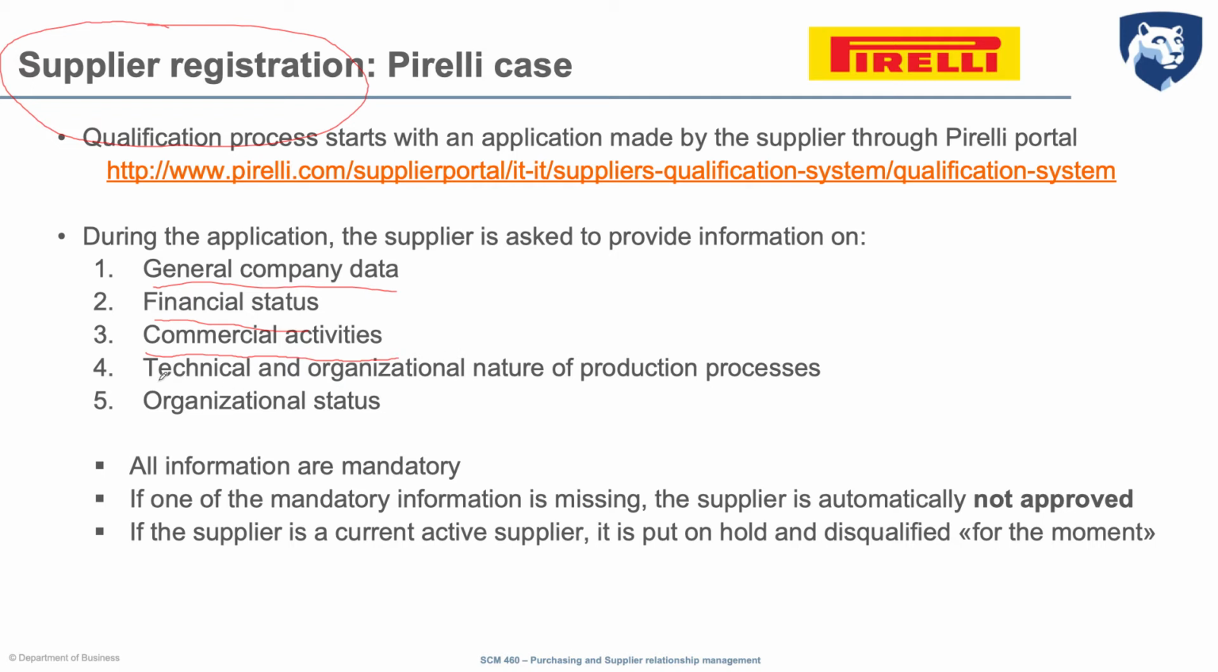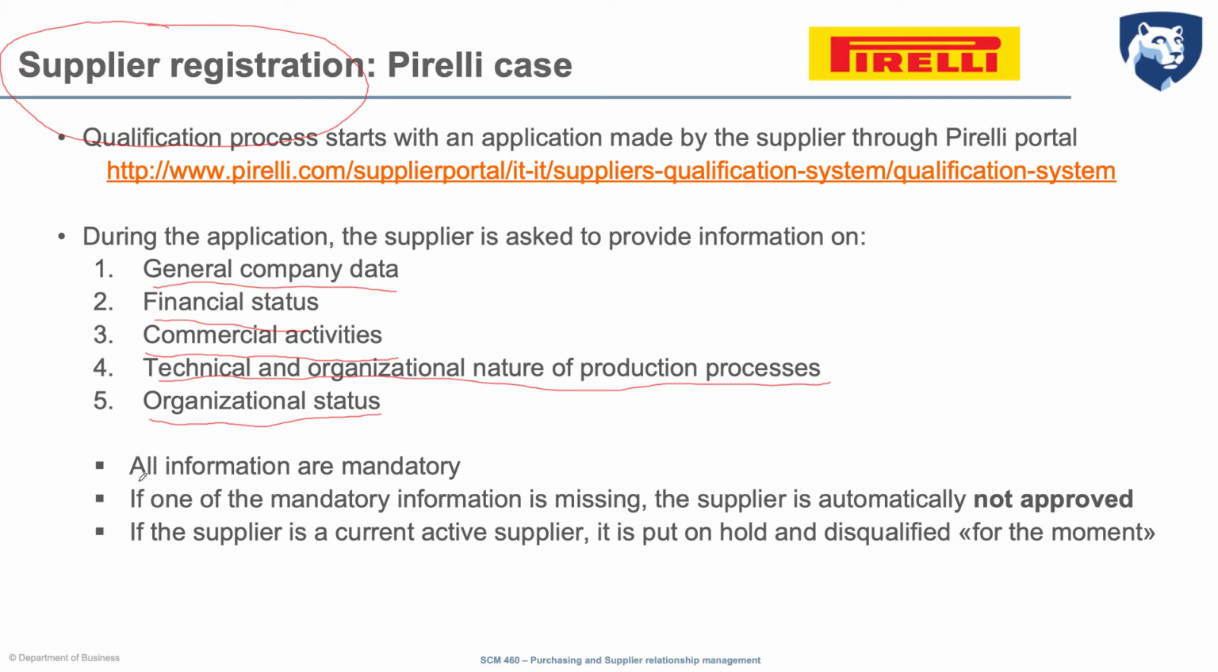Technical and organizational nature of production processes, so which type of plant they have, where they are located, which type of technology they use, which type of production organization they implement in each plant. And then organizational status, so which type of unit, how many employees per unit, the type of seniority that they have at each level, and so on.